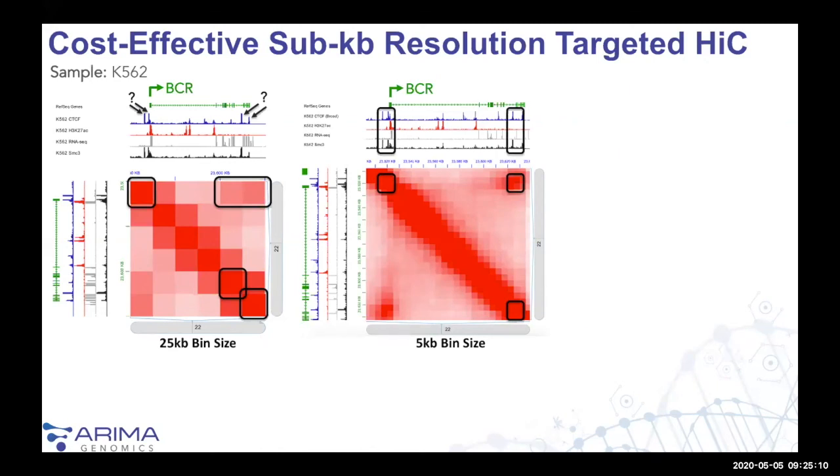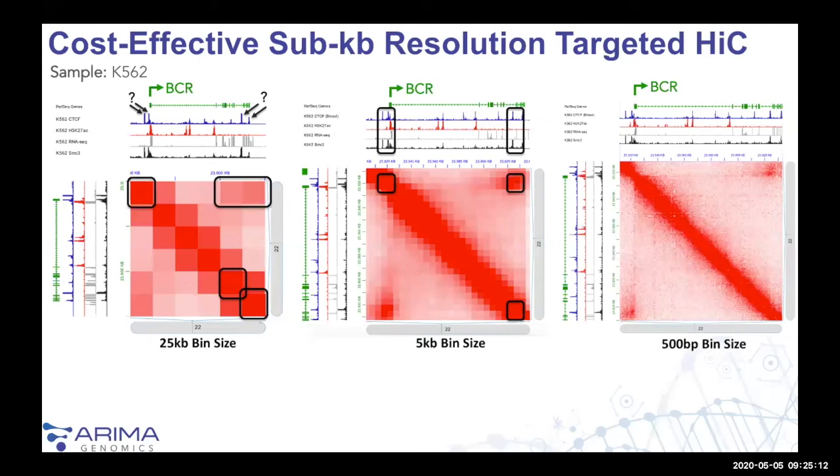You can take the same Capture Hi-C data and cut the bin size by a whole other log order down to 500 base pair resolution, and now it becomes much more clear that the interaction that you saw, when you trace that back to the linear genome, is really anchored at the promoter of BCR. So this type of 500 base pair bin size is really unprecedented at the genome-wide scale.